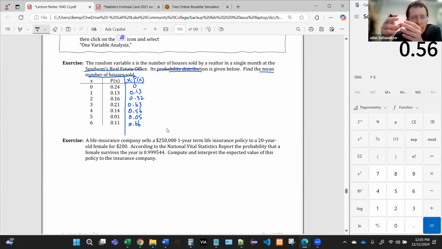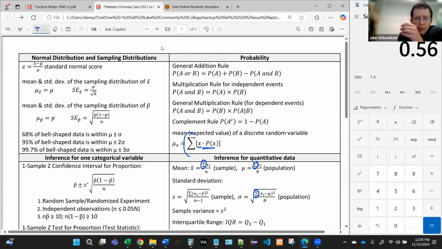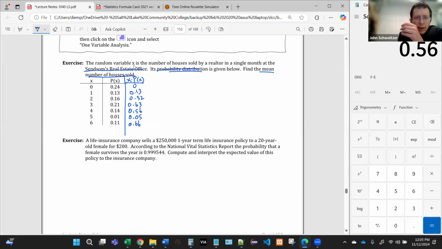All right, so what are those? Those are the weighted values for the various levels of the random variable. Okay, so the last step, if you look at the formula, is to add those up. We're just going to add vertically down that last column, and I believe we get 2.35.